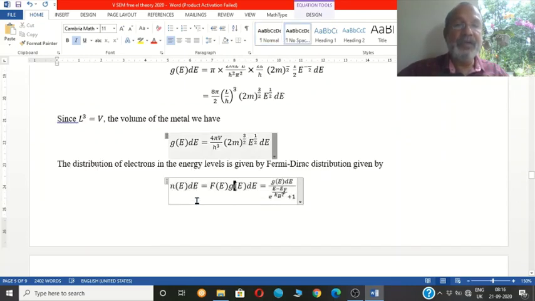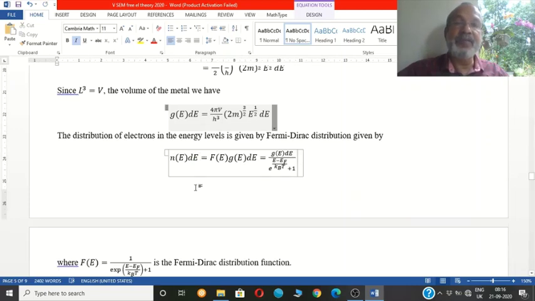Now, how are electrons distributed in these energy levels? It is given by Fermi-Dirac statistics. Electrons are spin-half particles, and they obey Fermi-Dirac statistics. The number of electrons distributed in various energy levels can be written in the form N(E)dE. Here, N(E) is the number of electrons per unit energy range.